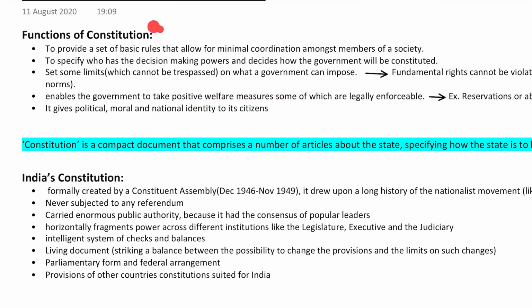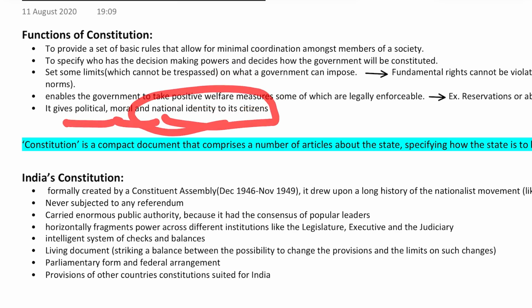So, first is to set basic rules, then specify who has the decision making powers, then set some limits on the people who are going to make those decisions, that is the government, and then enable the government to take some positive welfare measures. And after that, to give a political, moral, and national identity to its citizens.